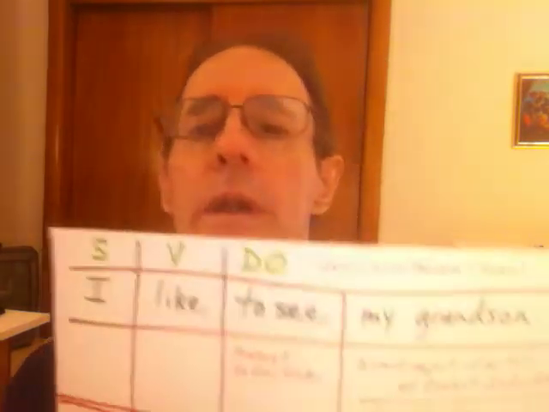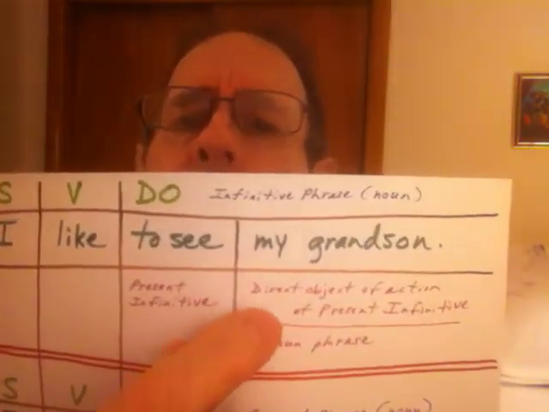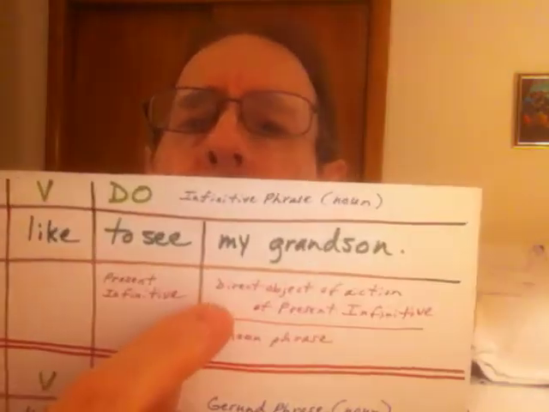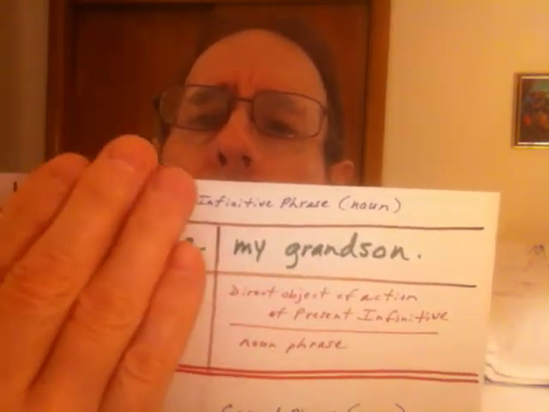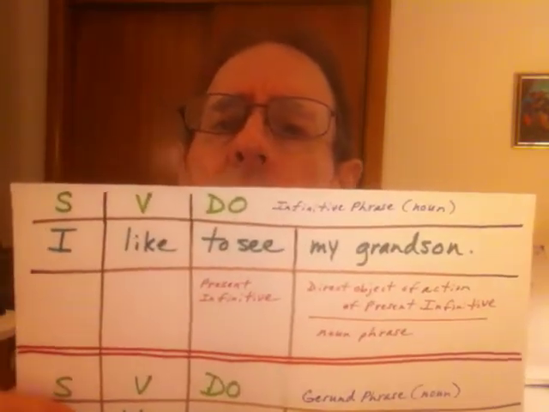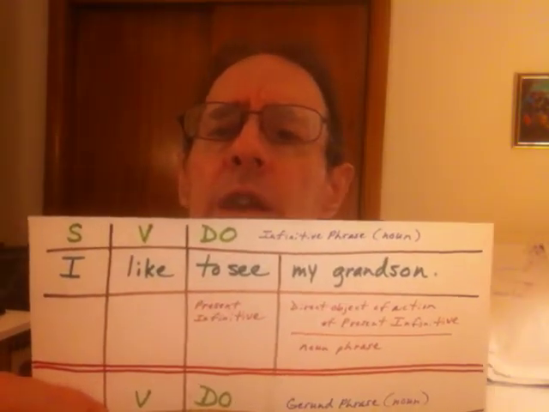You could call it that because you have your infinitive. Then you have this part here, my grandson. My grandson is the direct object of the action of the present infinitive. It's also, you could say, a noun phrase. So you see structurally, you get all that good stuff in there.